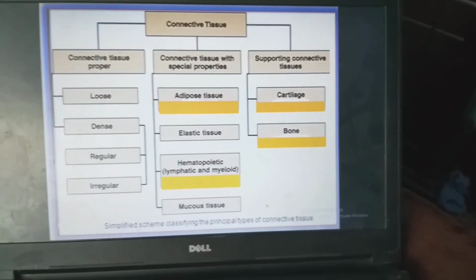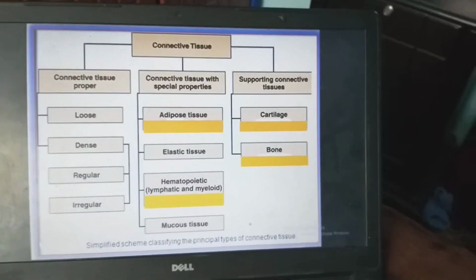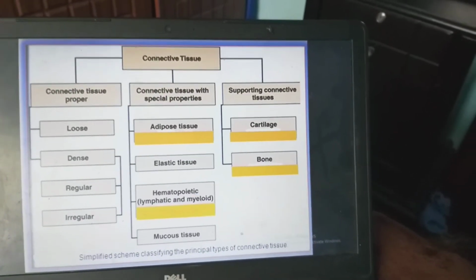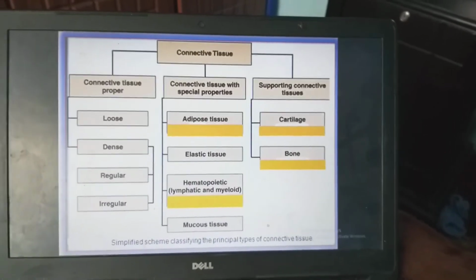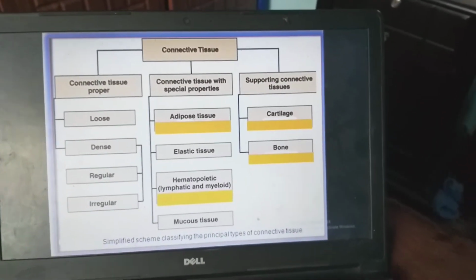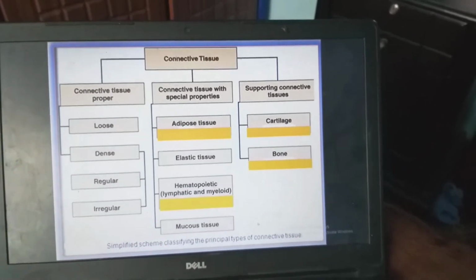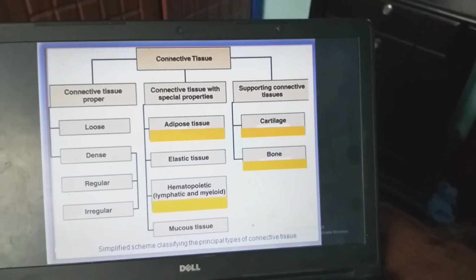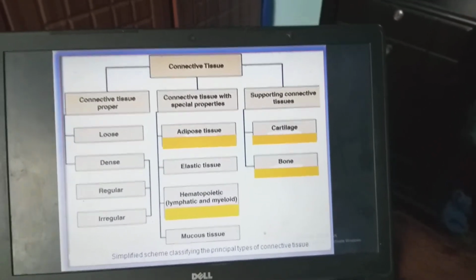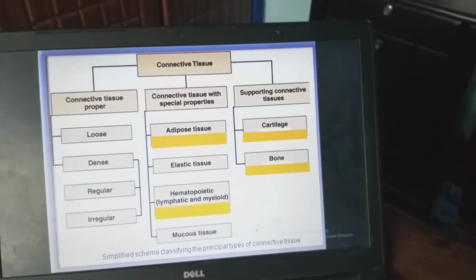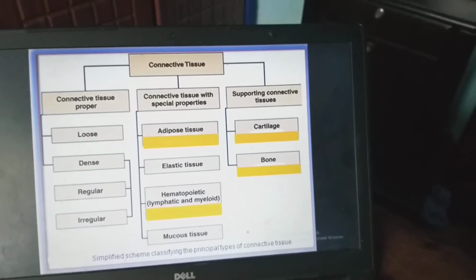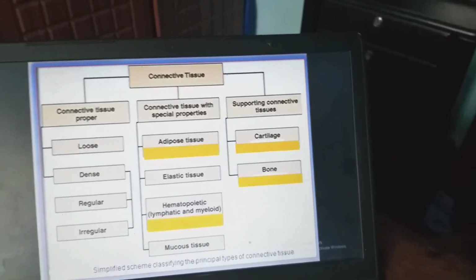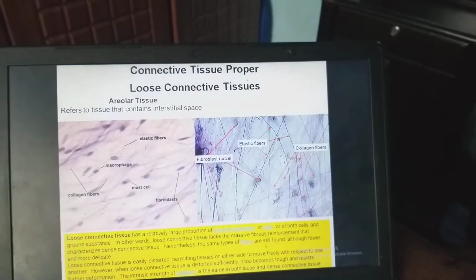less fibers. Dense we can classify based on the arrangement as regular and irregular. Regular means they have a definitive orientation, but irregular means they have none. The special ones include adipose tissue, elastic, and hematopoietic, which is used for blood cell production, and mucous tissue, like that found in the umbilical cord, the jelly-like structure in the umbilical cord. We call it mucous tissue. The supportive tissues are cartilage and bone, and we will come to it.